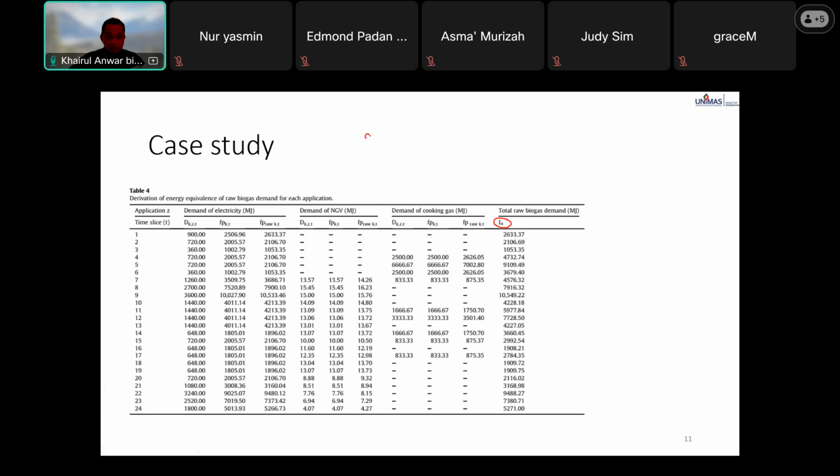So 900 divided by APPL. So APPL here is 0.359. So you have here is 1%.